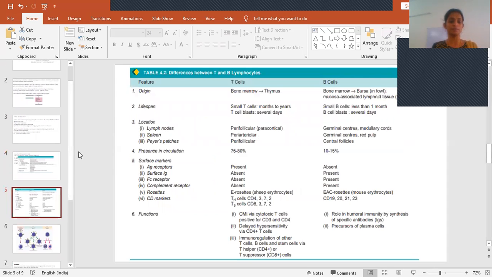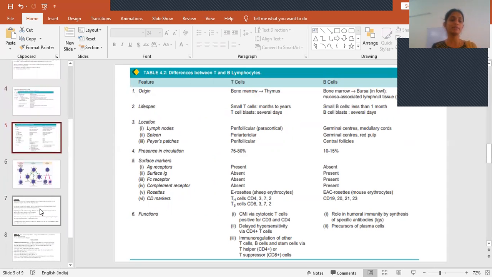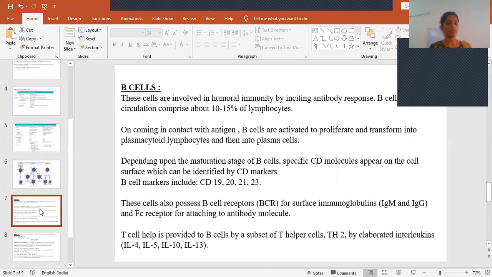And then, before going to this table, we'll be going to a small note on B cells and T cells. As I said, lymphocytes are of two different types, classified into B cells and T cells. So B cells will be comprised of 10 to 15% of lymphocytes. So what does it do? B cells are involved in humoral mediated immune reactions, whereas T cells are involved in cell mediated immunity reactions. So how do these B cells act?